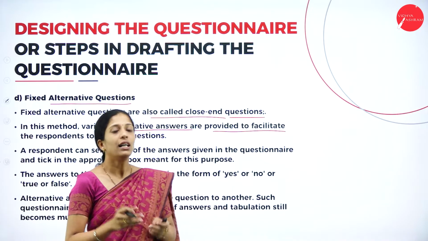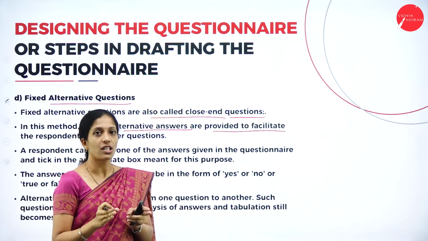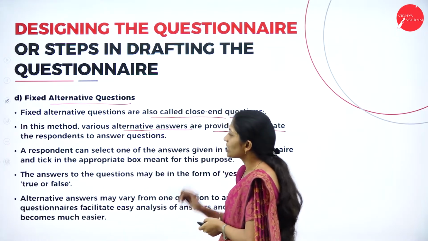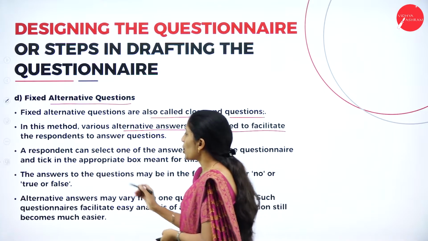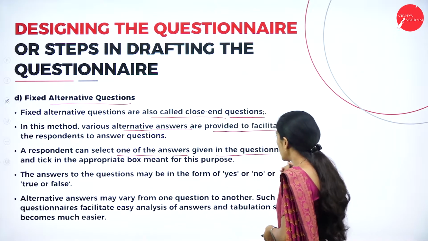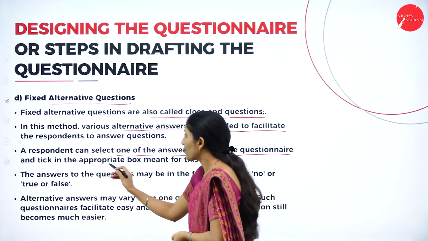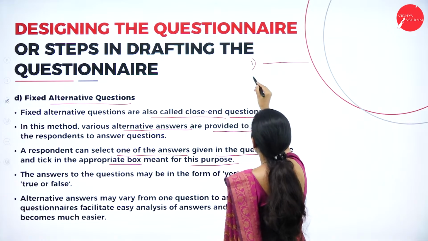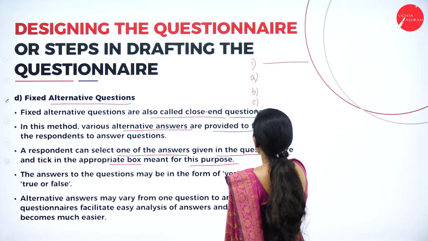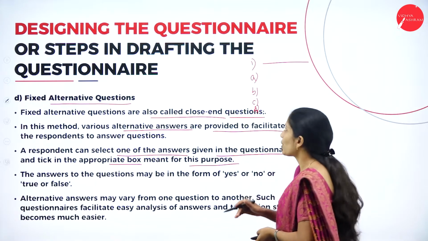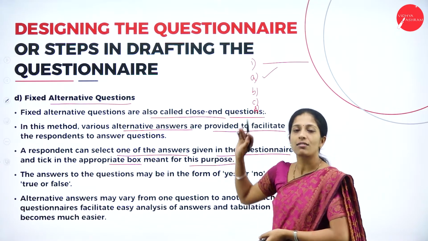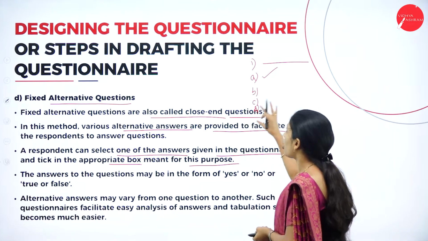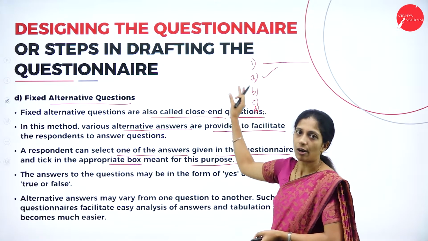Now, what are they going to do here? They will give a fixed number of options within which the respondents have to answer. So, it is called a close-ended question. A respondent can select one of the answers given in the questionnaire and tick the appropriate box meant for this purpose. For example, there is a question here and the options are A, B, C and D. Now, the respondent will select A. This will be the answer for that particular question according to that respondent. He will not have any other option to answer here, so he will just tick option A.